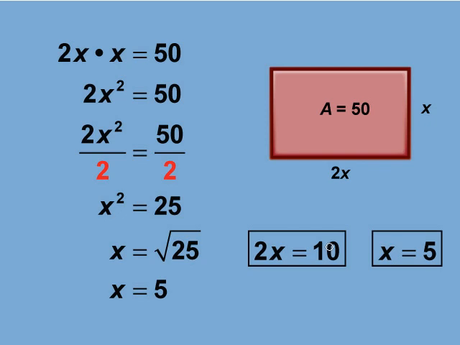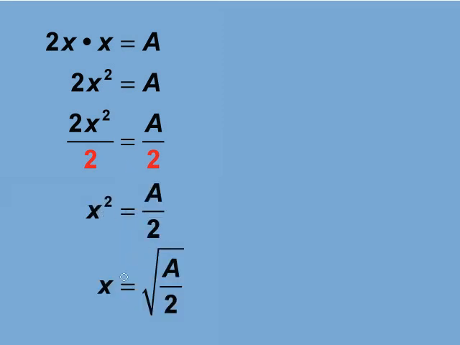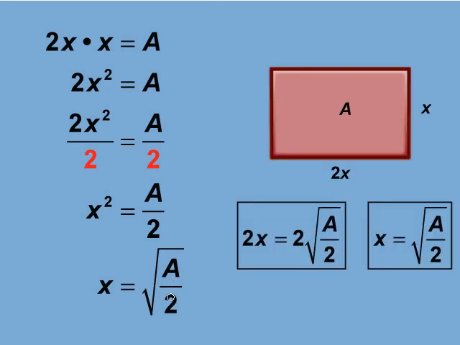Finally, we're asked to generalize this solution to any rectangle of area A. Going back to the area equation, we get 2x times x equals A, which gives us 2x squared equals A. From this point, the solution is similar to the one shown earlier. First, divide by 2, then take the square root of the quotient. We get x equals the square root of the quantity A over 2, which happens to be the width of the rectangle. The length is twice this value.